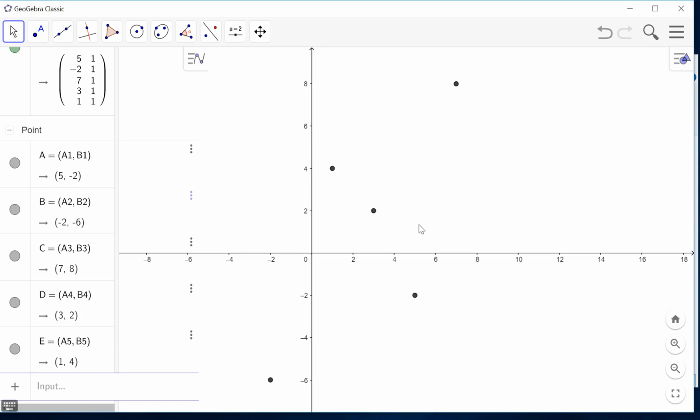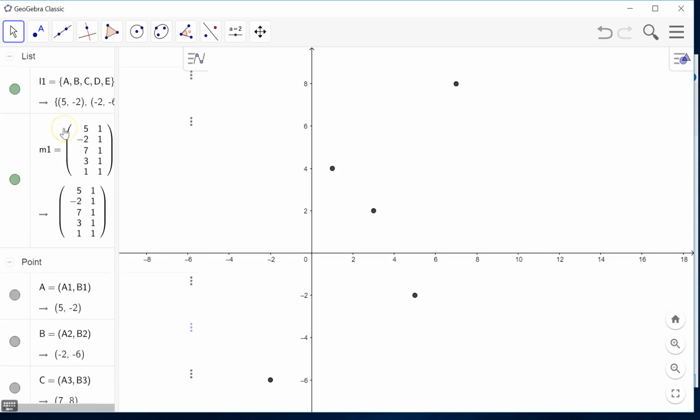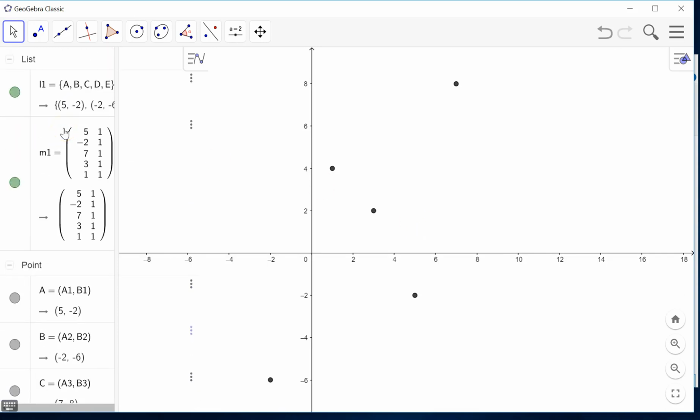So we had the list of points created, but what I'm interested in doing here is working with this matrix. Once we have the matrix set up, we're essentially done. We just have to plug it in the formula. The other piece that I need is the B vector, the vector with our y's.